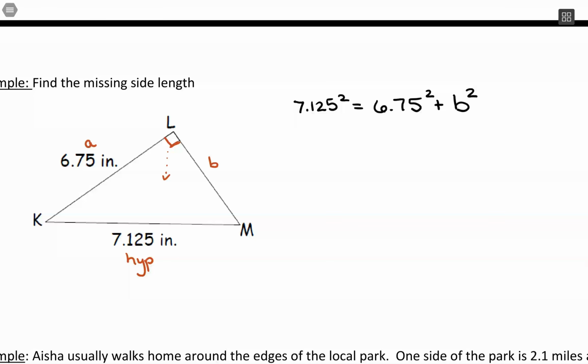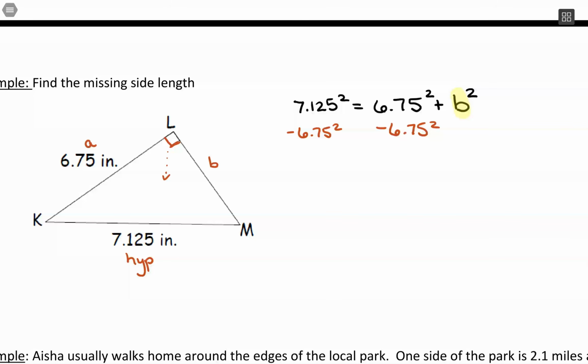Now this is the case where if you try to start squaring things, you might have to round, and then that gets messy and introduces a lot of error. So let's again try this without doing any rounding in the process. So the key is I want to get b all alone on one side of the equation. So I have the 6.75 squared adding on to it, so I need to subtract that from both sides.